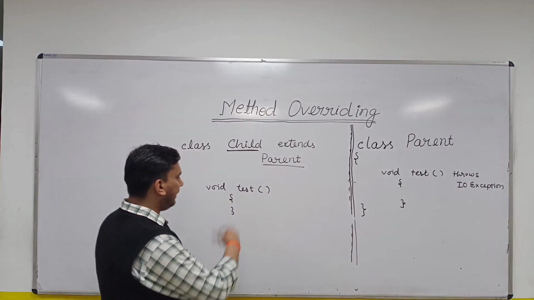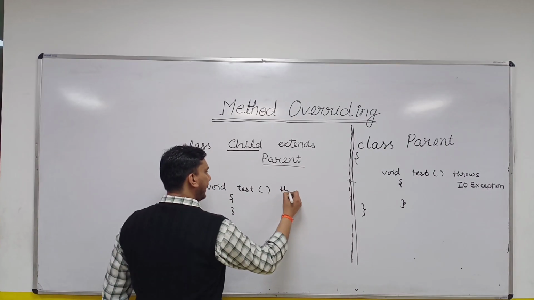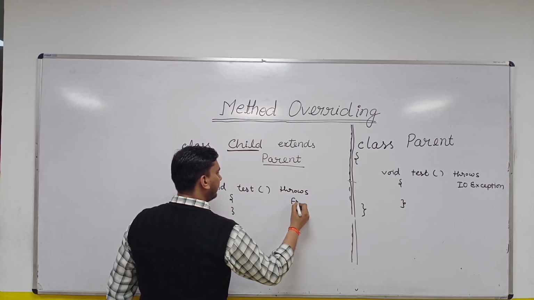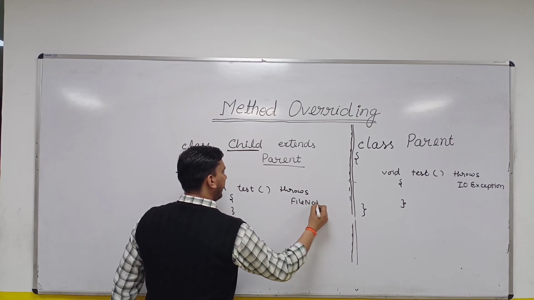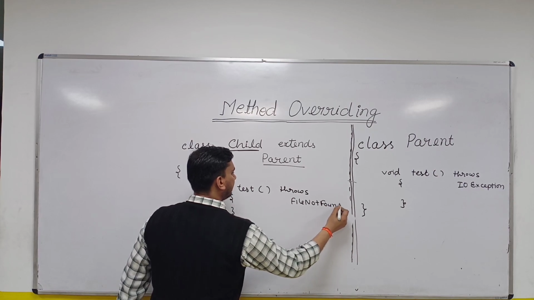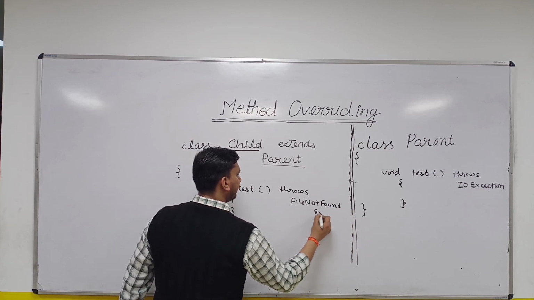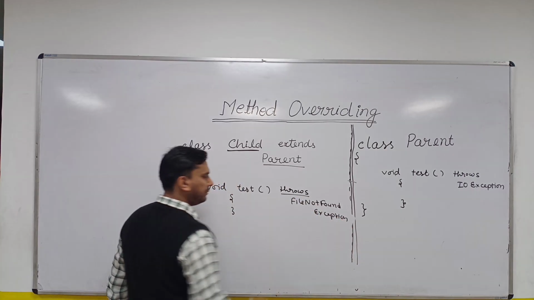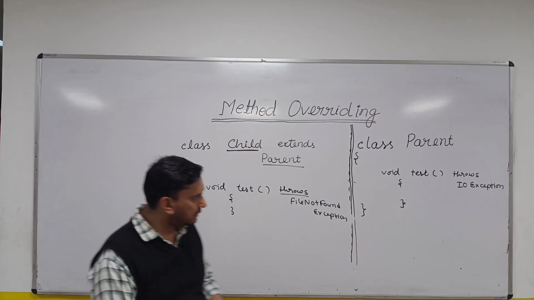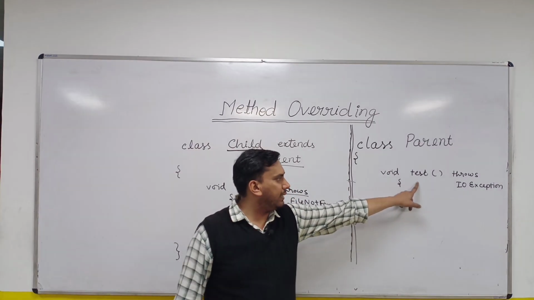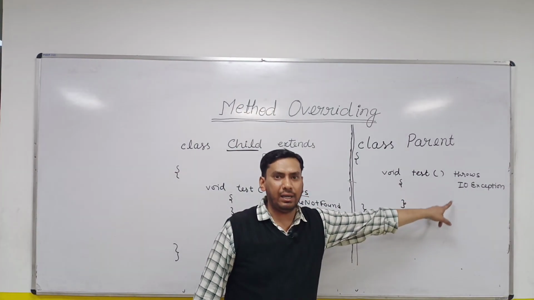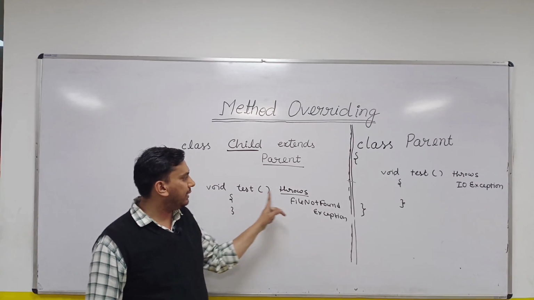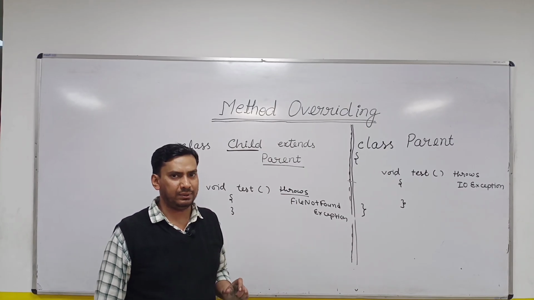During the overriding you can remove the exception. Second thing, I can say okay, exceptions are not completely removed, but can I write here throws file not found exception? I am writing here throws file not found exception. It means parent method was saying that this method is throwing IO exception, but child method during the overriding I am saying it is throwing file not found exception.